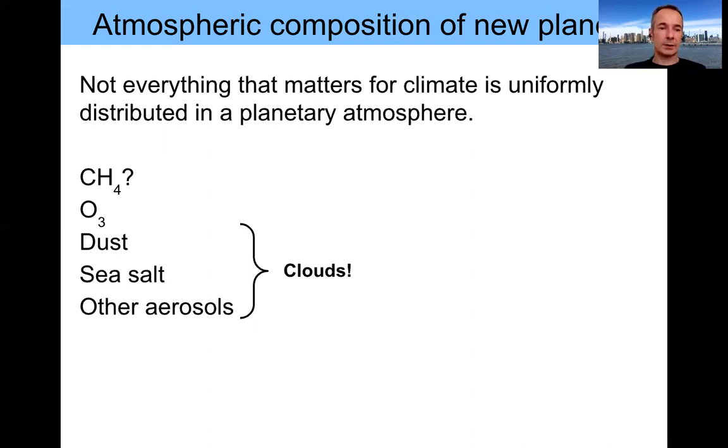So the question is whether you have methane, whether you have ozone, and then whether you have dust, sea salt, or any other aerosols. And you need to remember that if you have aerosols, they might be affecting clouds, and this is something that you might or might not want in the model, or you might need to take into account in any case. So you just need to build up your atmosphere based on that.